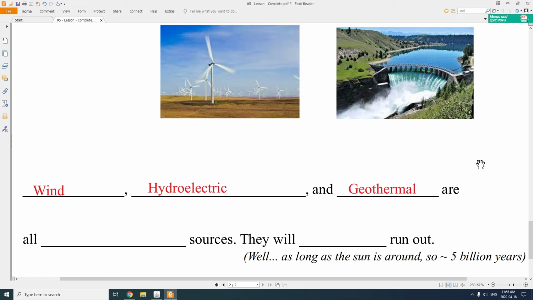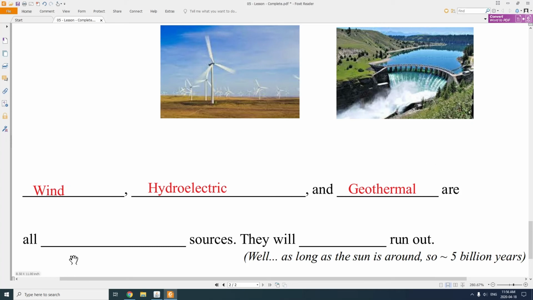Or geothermal. Geothermal is where they dig deep down into the ground. The deeper you go, the warmer it gets, and they can use the heat from deep in the earth to boil water, create steam, and then take that steam and spin the turbines. Geothermal generally depends on the area. Some areas have much more heat closer to the surface, so geothermal only works in some areas.